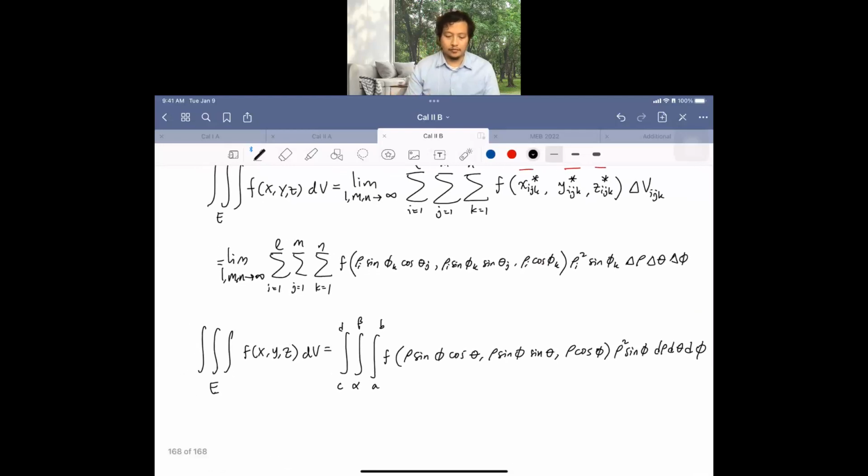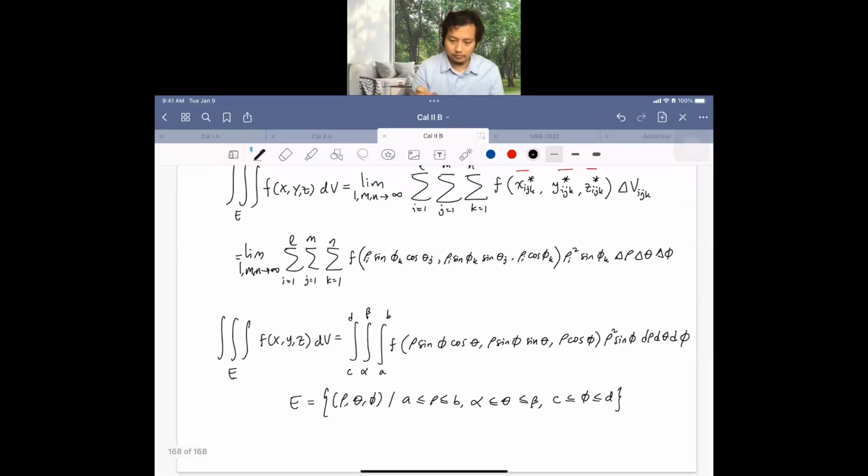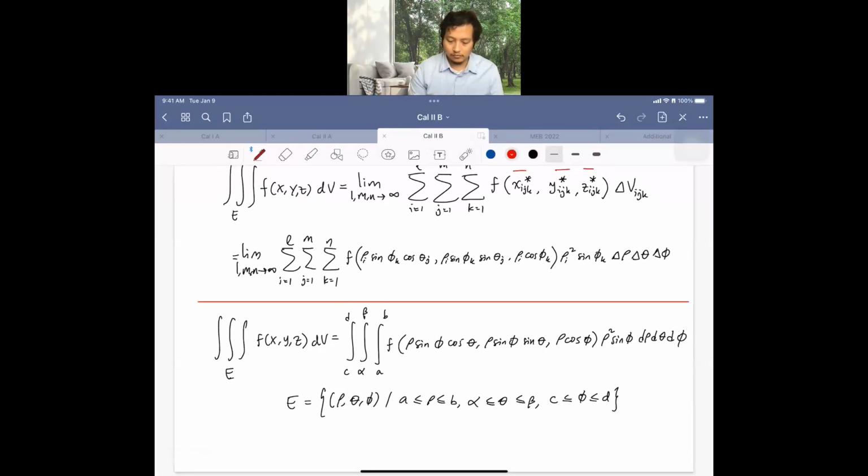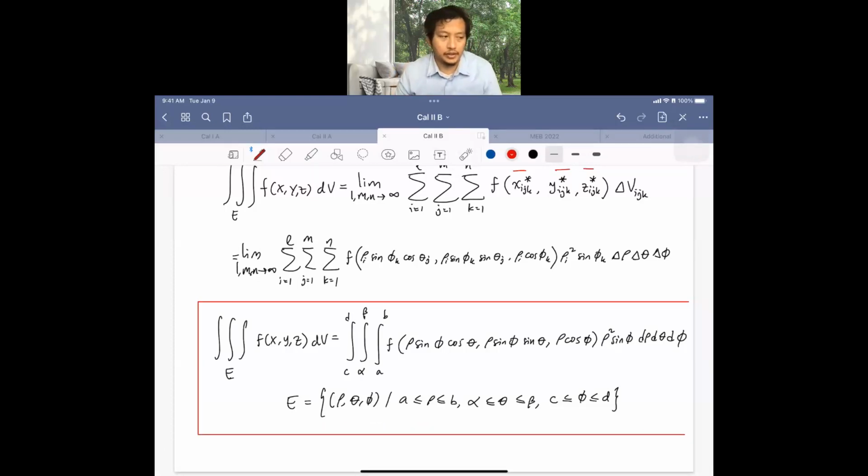Okay, so that's the spherical region E defined by... okay, now this is the triple integral for the spherical coordinate.